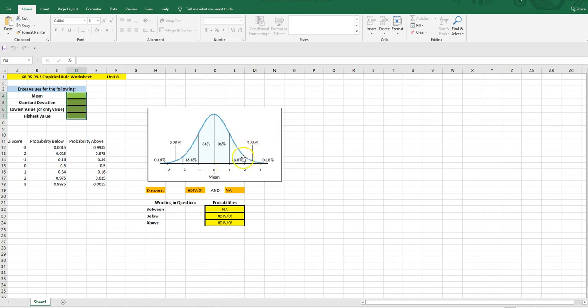So one way we could get this is to add up all these percentages that are less than 95, and we could get our answer. But the worksheet does the calculations for you. To show you how to use the worksheet, I would come up here and put the mean of 85 in, put the standard deviation of 5. Remember, that was provided for you.